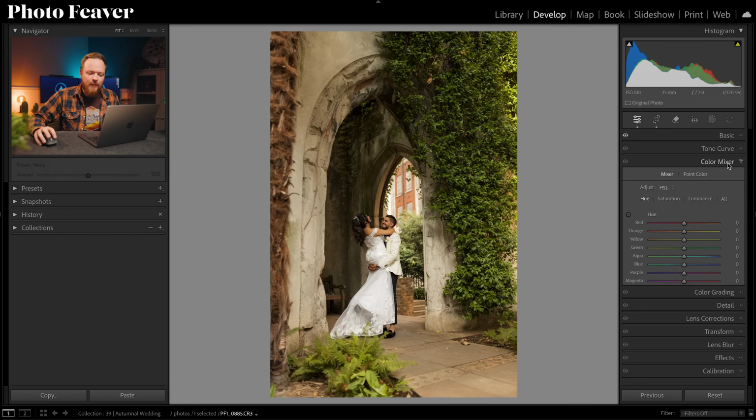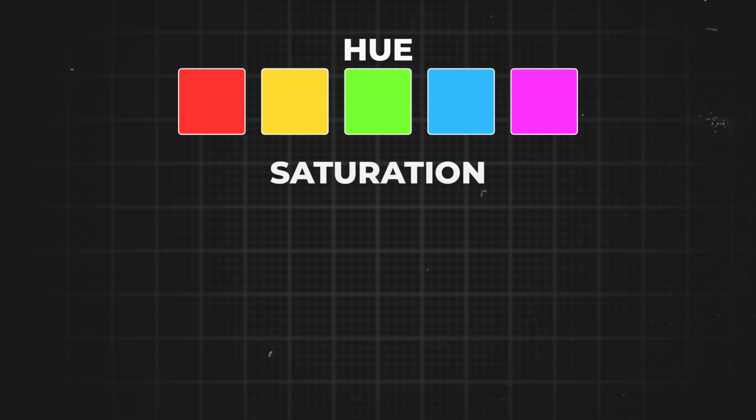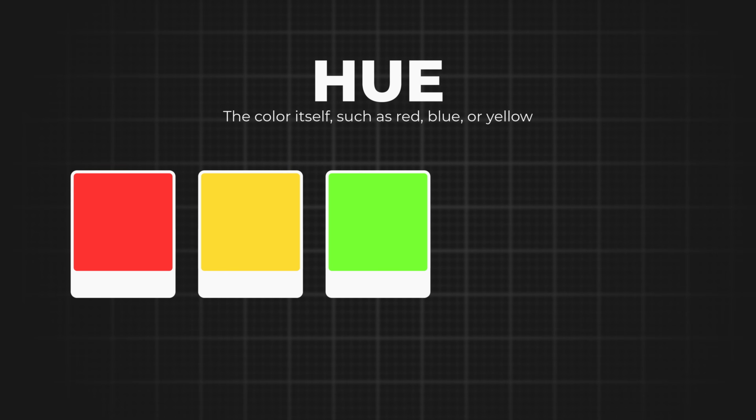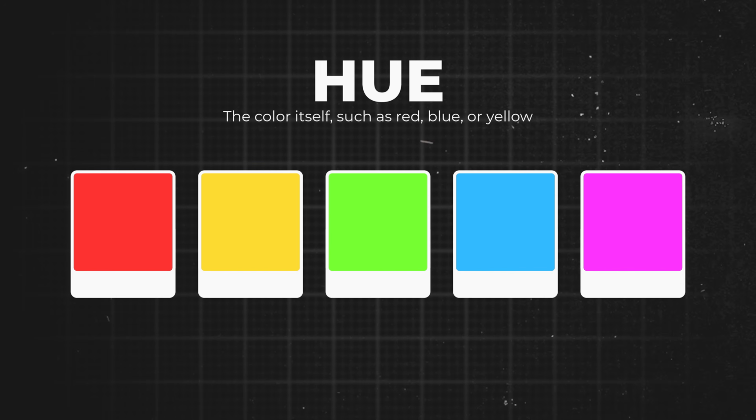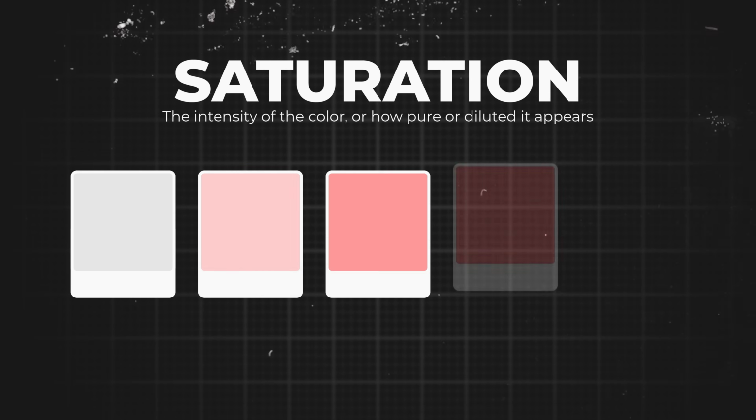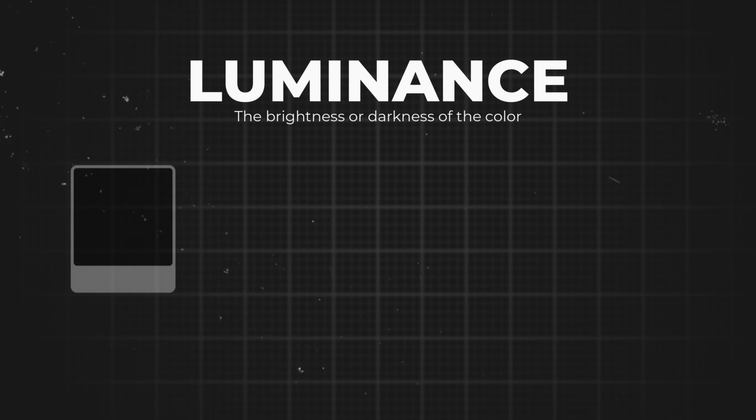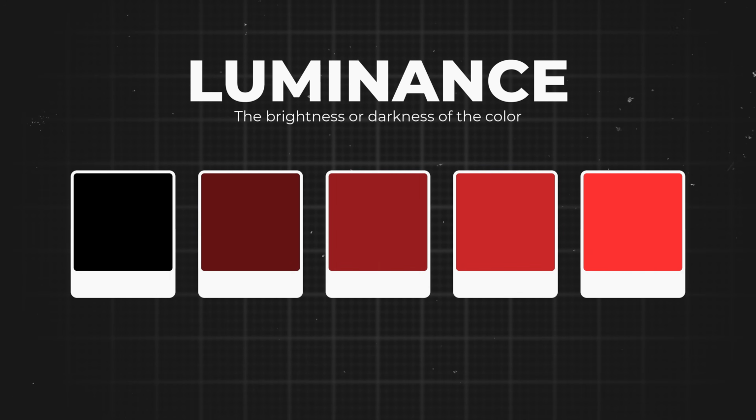So let's go ahead and open up our color mixer tool. Now the color mixer tool is split up into 3 sections. You've got your hue, saturation, and luminance. Hue is the type of color, so red, green, blue, orange, yellow, these are hues. But then you've got saturation, which is the amount or intensity of that color in your photo. And then lastly, we have luminance, which is the brightness or darkness of that photo.